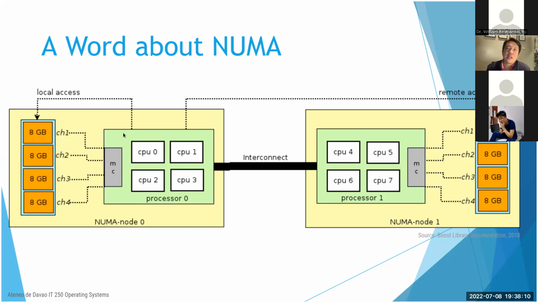Now, any transaction that's done inside this is symmetric because all of these CPUs are sharing the same bus, therefore they're sharing the same memory bank. But what if CPU 0 wanted to ask memory storage from this memory on the other side? It's considered a remote access, which actually makes it slower.